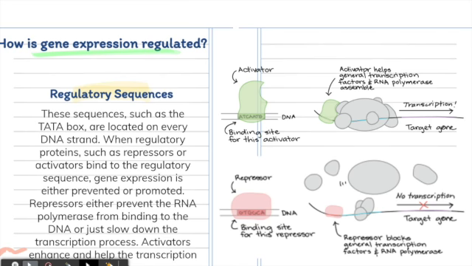Regulatory sequences. These sequences, such as the TATA box, are located on every DNA strand. When regulatory proteins, such as repressors or activators, bind to the regulatory sequence, gene expression is either prevented or promoted. Repressors either prevent the RNA polymerase from binding to the DNA or just slow it down in the transcription process. Activators enhance and help the transcription process.